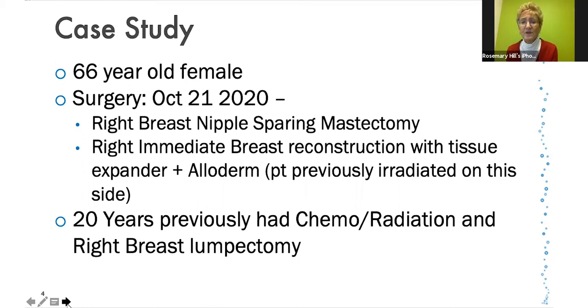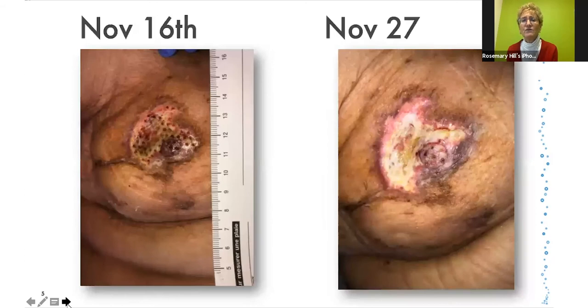Following surgery, there was an area of tissue necrosis, and you'll see that on November 16th. This was particularly discouraging because we thought, with the tissue expander being close and the alloderm, what were we going to do? The patient was even entertaining going to hyperbaric despite being in the midst of COVID. Instead I said, look, rather than that, why don't you stay close to your surgical team, your wound team, and we're going to try continuous diffusion of oxygen.